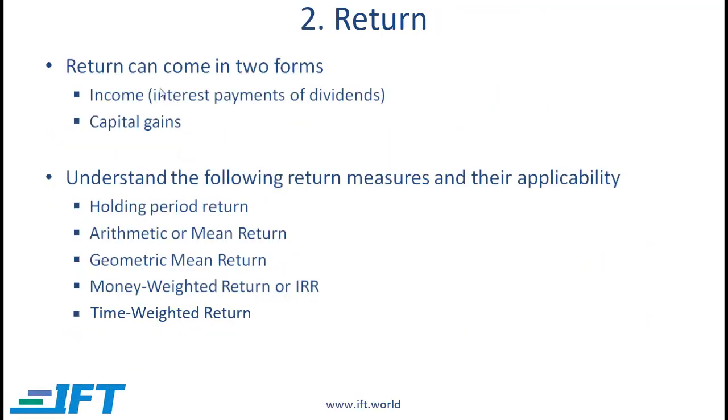As you've seen before, return can come in two forms. Either you can have income. For bonds, you would get coupon payments or interest payments. If you invest in stocks, you would get dividends. Or you can get return in the form of capital gains, where you buy an asset for a certain price and the price or value of that asset goes up with time.